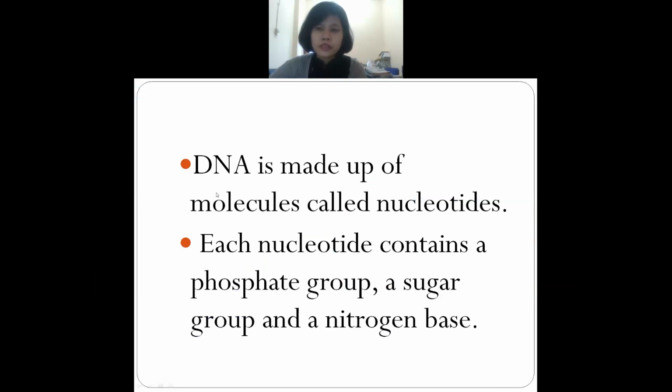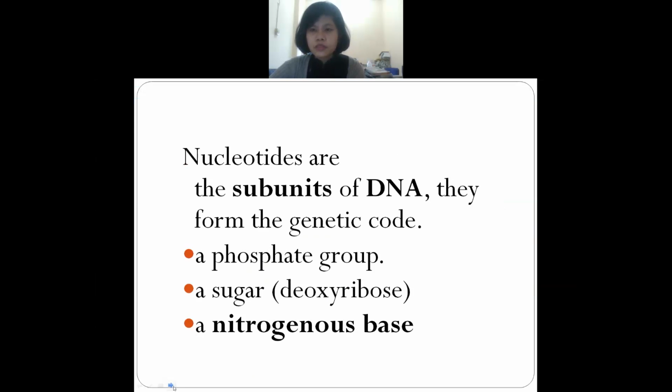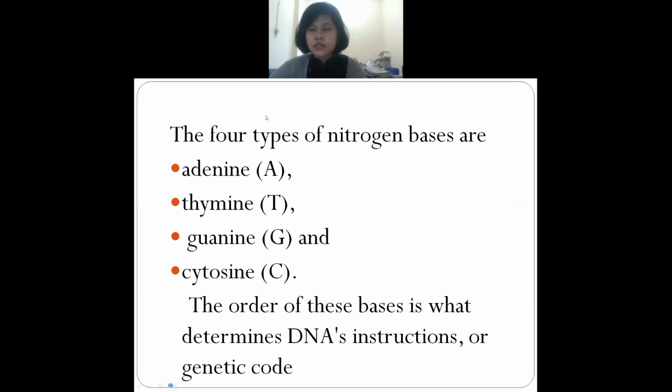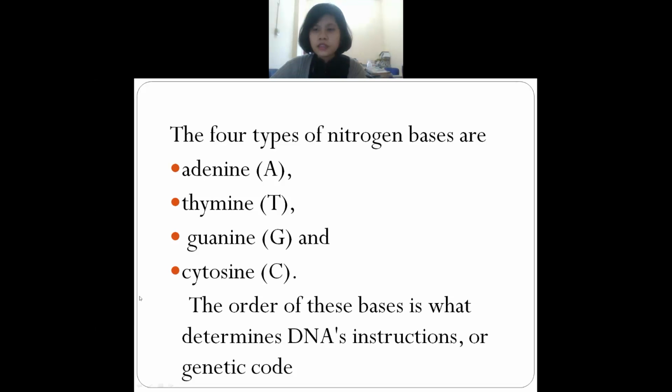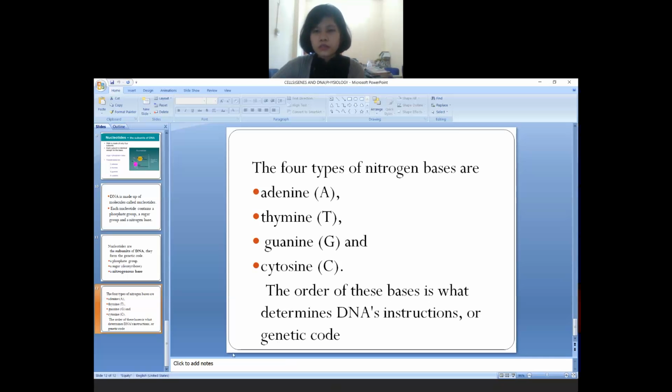And the DNA is made up of molecules which are known as nucleotides. And each nucleotide has what? Phosphate group, sugar group, and nitrogenous base. So this is the same thing. For the nitrogenous bases, adenine we denote by capital A. Thymine, we denote by capital T. Guanine, we denote by capital G. And cytosine, we denote by the letter C. So these are the 4 nitrogenous bases which you will find. And this DNA also helps in determining the genetic codes.